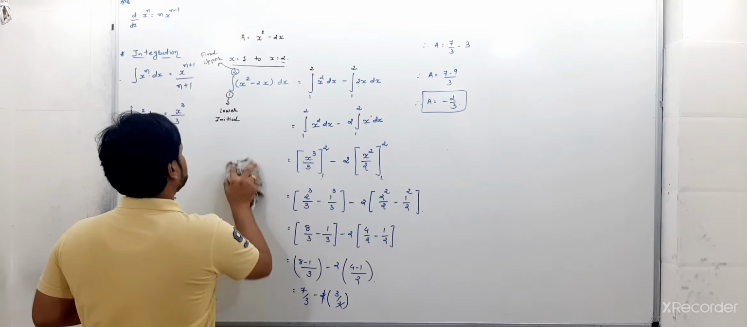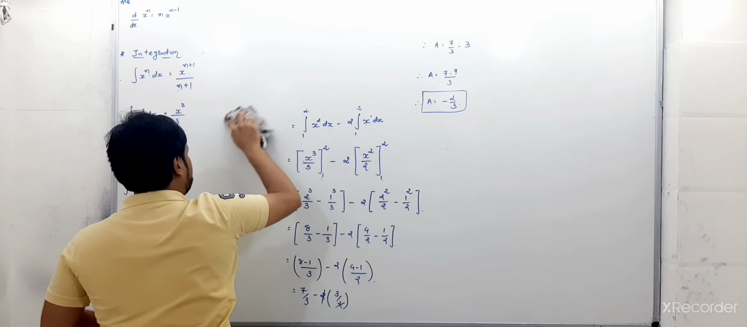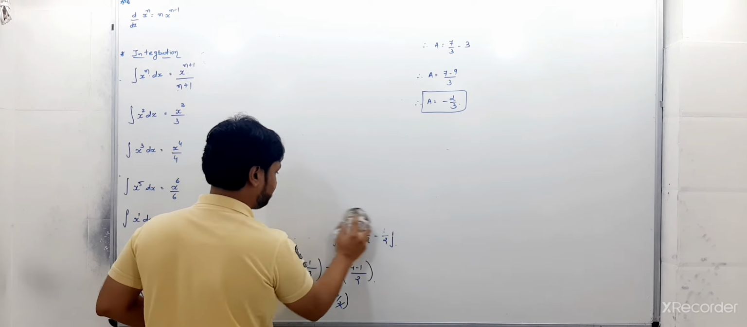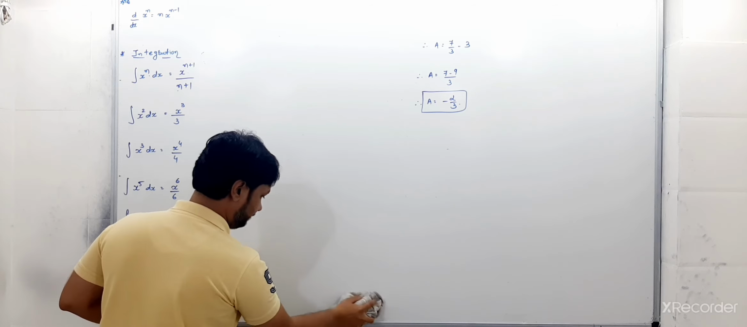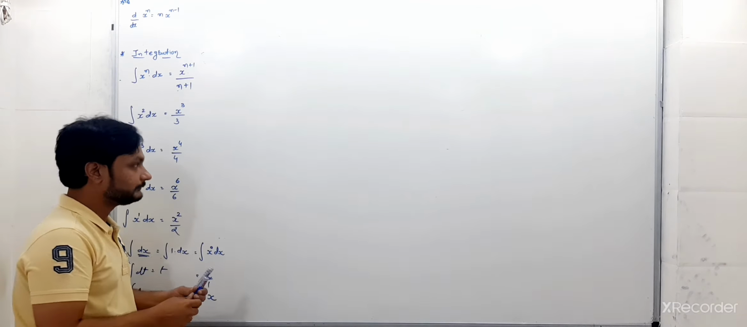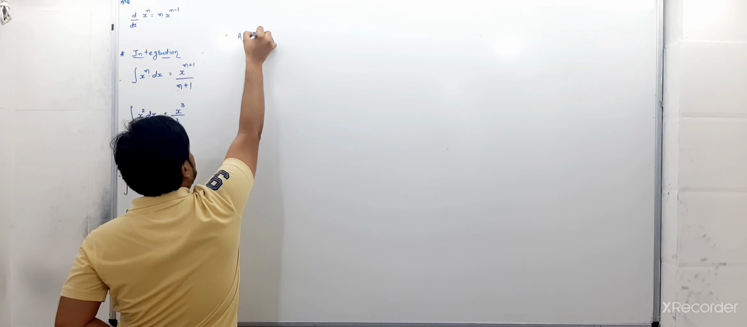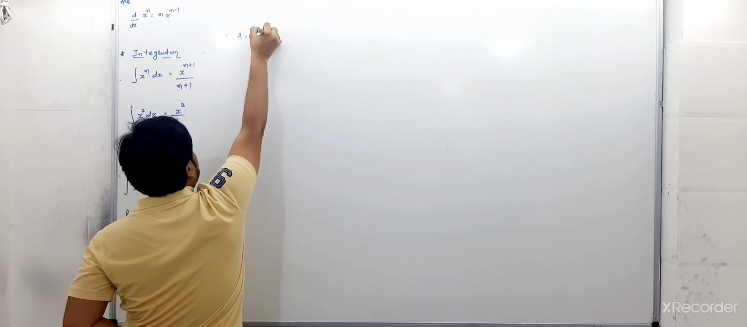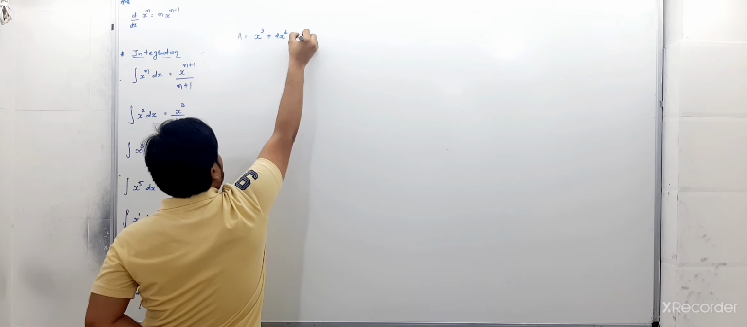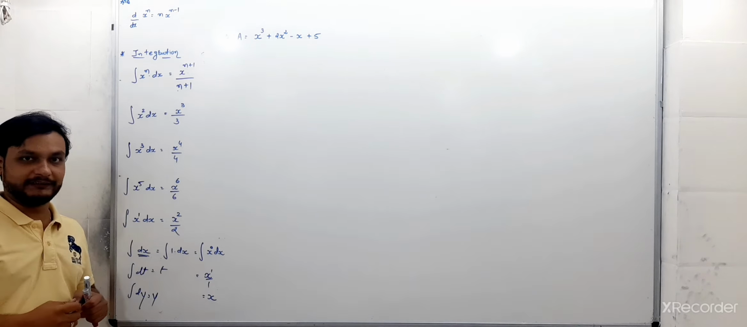Okay? So, again, I am taking here another equation. Capital A equals x cube plus 2x square minus x plus 5. This is our equation. Okay?